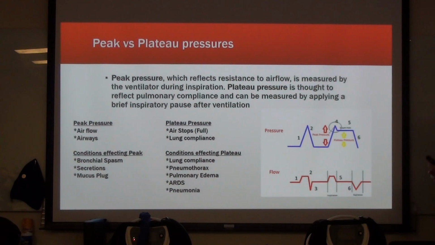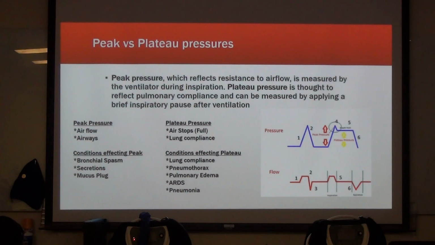All right. So peak and plateau pressures. The peak pressure reflects the resistance to airflow. Okay, just remember that. Peak pressure is the resistance. So think about conditions that could cause high or peak pressures to change. Here are the examples if you didn't think too long. Bronchial spasms can cause problems with peak pressures. So can secretions and mucus plugs, probably the most common issue with peak pressure.